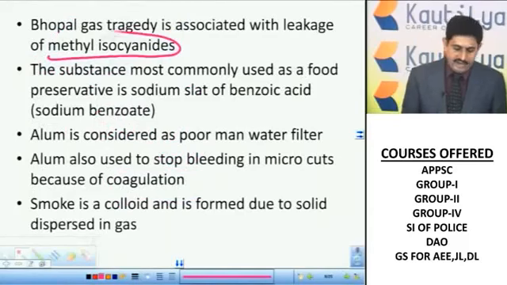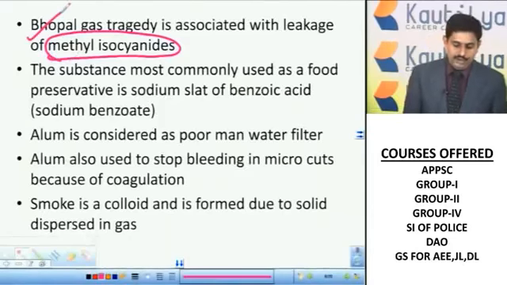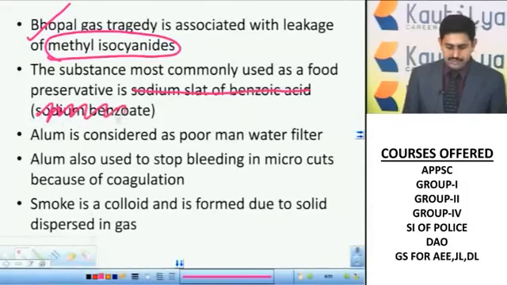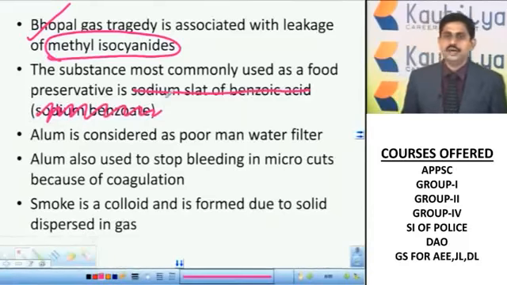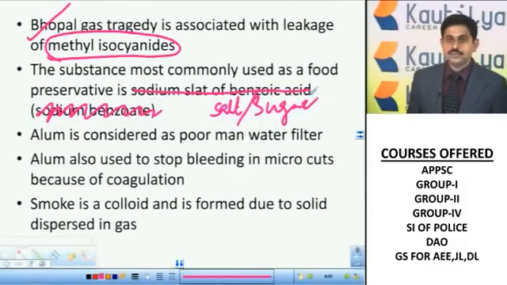Now next, methyl isocyanide is the chemical which was released during the Bhopal tragedy, right? Then the substance commonly used as a food preservative is the sodium salt of benzoic acid, or sodium benzoate. Generally in pickles, we use a larger amount of salt, because in order to preserve them for a long time, salt is one preservative to store for a long period. Sugar is also a preservative to store sweet things for a long period, and sodium benzoate is also a food preservative to preserve food for a long period.